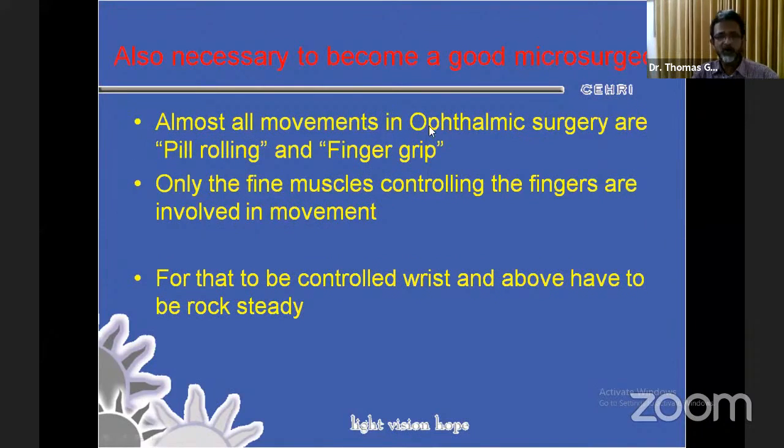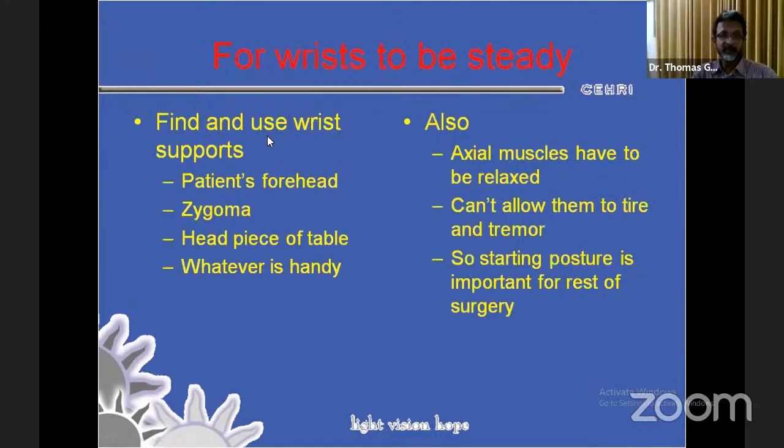So almost all movements in ophthalmic surgery are what you call pill rolling movements or finger grip. Basically, only your finger is moving. The fine muscles of the fingers are all that's involved in the actual surgical step. For this to be controlled, your wrist and everything above has to be rock steady, and that is going to contribute to your control in surgery. So find and use wrist supports wherever possible. You can use the patient's forehead, the zygoma. You rest your wrist there and move your fingers.